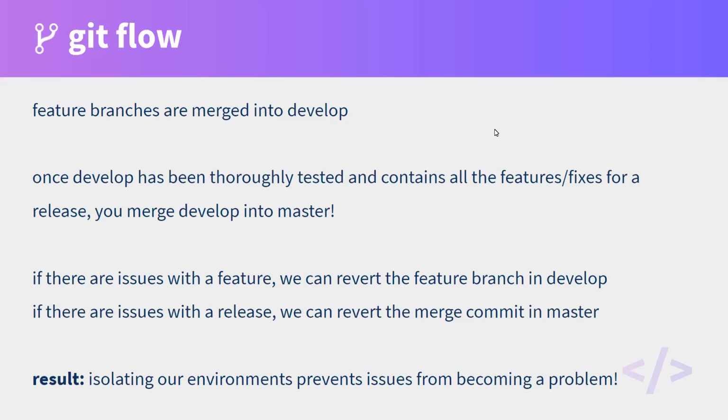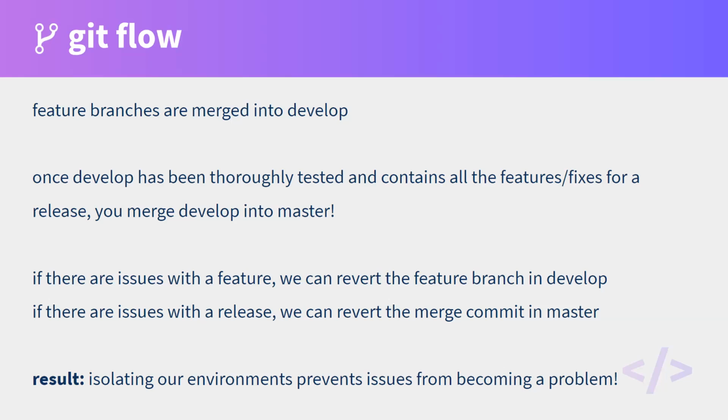So feature branches are merged into develop. Once develop has been thoroughly tested and contains all the features and fixes for a release, you merge develop into master. If there are issues with a feature, we can revert the feature branch in develop. And if there are issues with the release, we can revert the merge commit in master, right? Sometimes this happens, it's totally okay. Even with all the fancy continuous integration tools, sometimes things slip through.